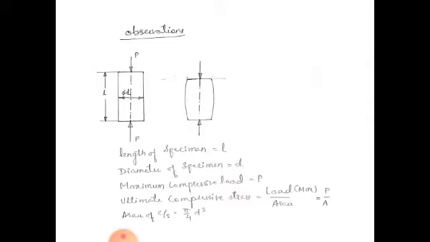In the figure we can see the compression load P acting on the specimen of length L and diameter D. Ultimate compressive stress is load divided by area. Cross-section area is pi by 4 d square. Maximum compression load when it bulges is equal to P. Now we will conduct the experiment and see the results, and afterwards we will do the calculation part. Thank you. We will continue.